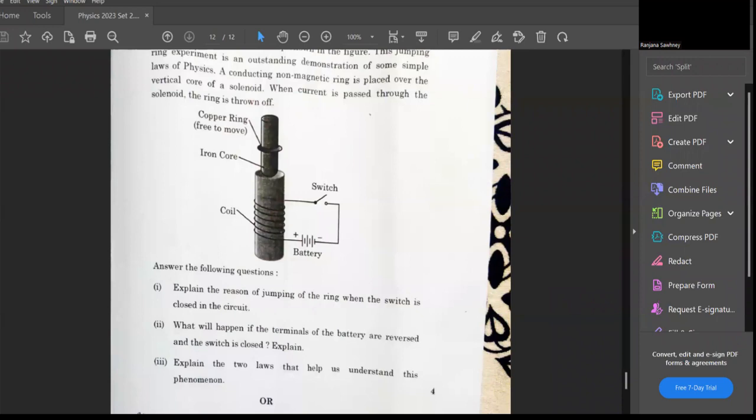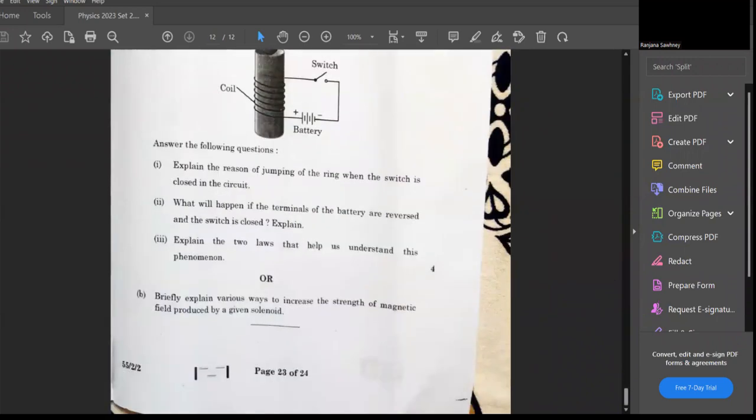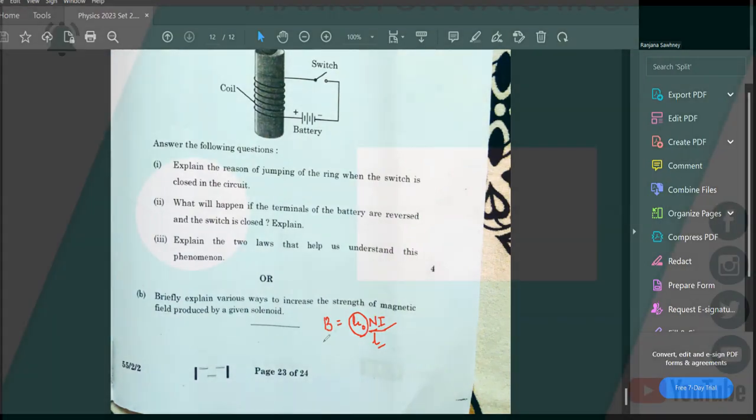The choice part is, briefly explain the various ways to increase the strength of the magnetic field produced inside a long solenoid. We know that the magnetic field produced inside a long solenoid is given by mu naught N into I upon L. To increase it, what can be done? The number of turns can be increased, the current can be increased, the length of the solenoid can be decreased, or a soft iron core can be introduced inside the solenoid so that the permeability increases and hence the magnetic field can be increased. Hope it's all clear.